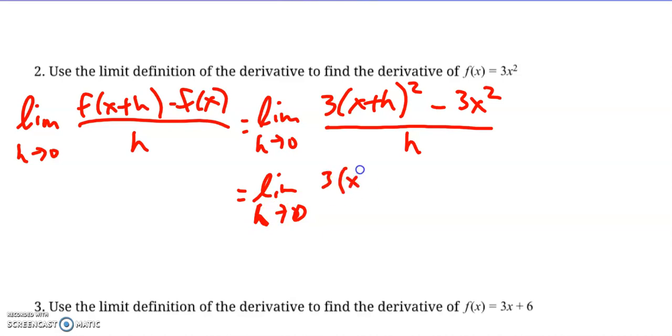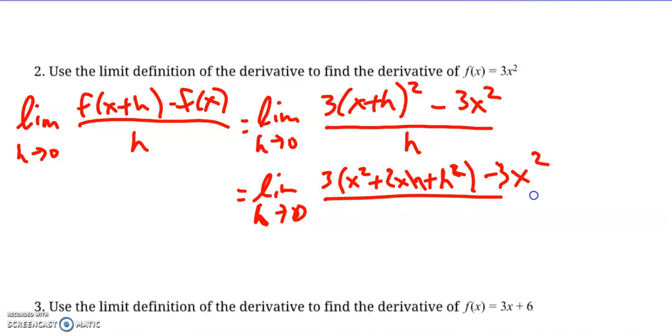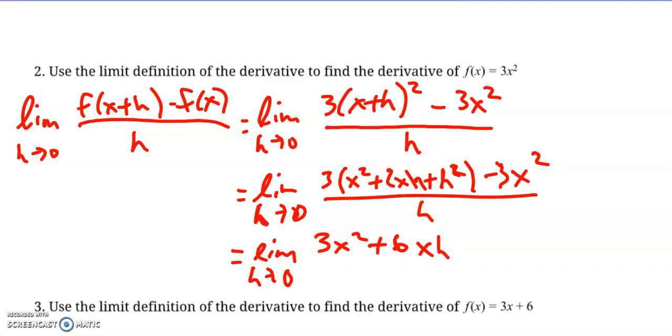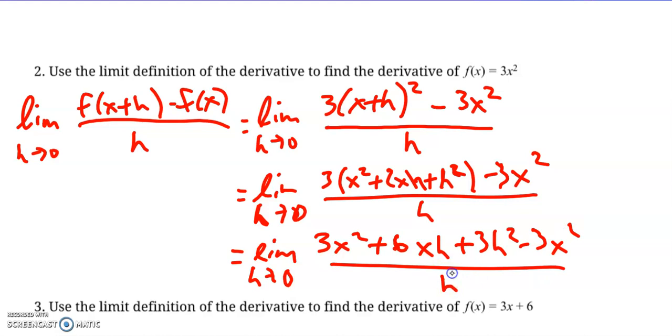So you'd get 3 times x squared plus 2xh plus h squared minus 3, sorry, this is writing very awkwardly here for some reason, all over h. Okay. Now if I distribute in that 3, hopefully you'll see that things will start canceling. Okay, so we're going to bring this through. So I'll have 3x squared plus 6xh plus 3h squared minus 3x squared all over h. And hopefully you'll see here that these will cancel, the 3x squareds, and then you can pull a h out.